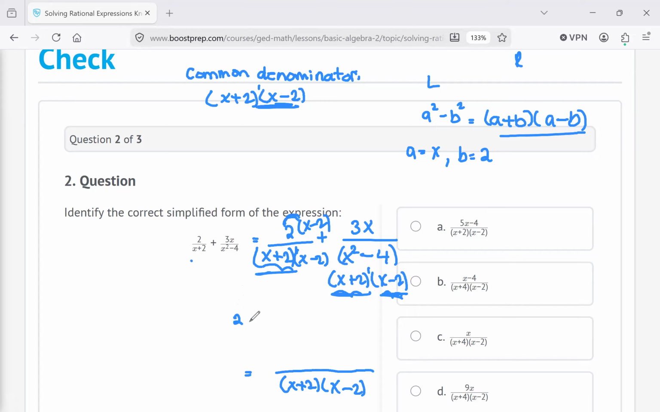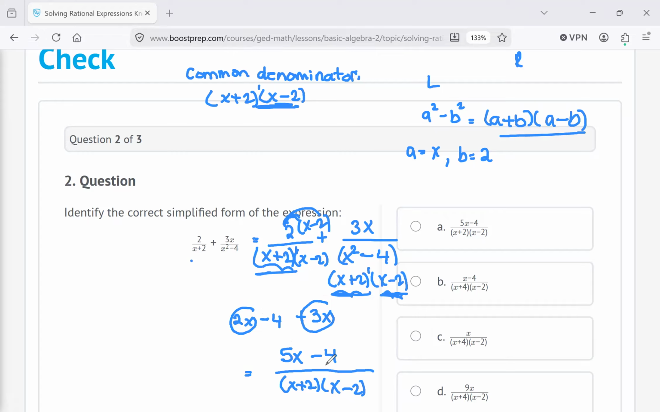So it's going to be 2x. 2 times negative 2 is negative 4. And then you have this plus 3x. Then it's all about collecting like terms. So what can you see that you can collect? You can collect the 2x and the 3x, just 5x. And then you have a minus.